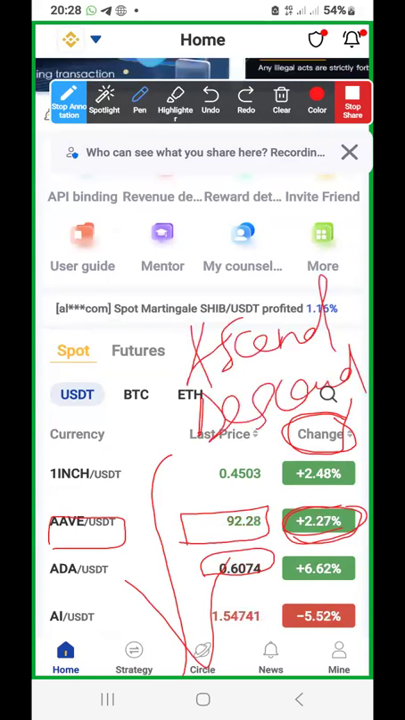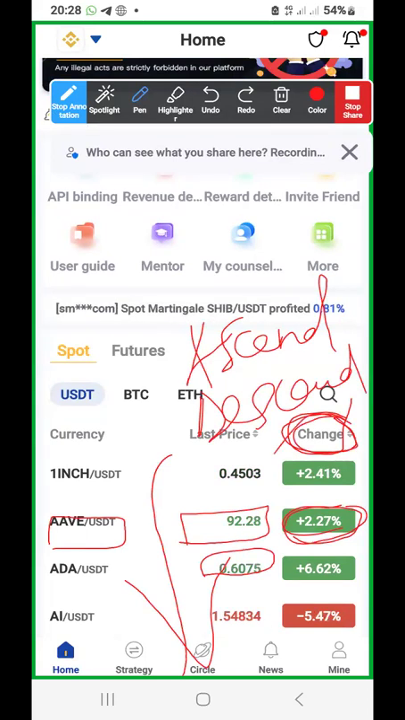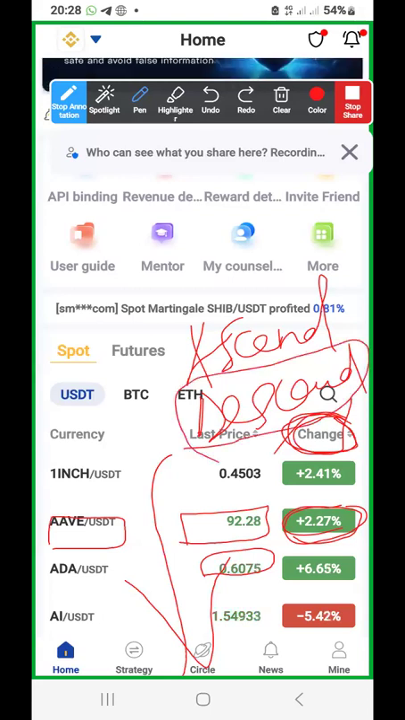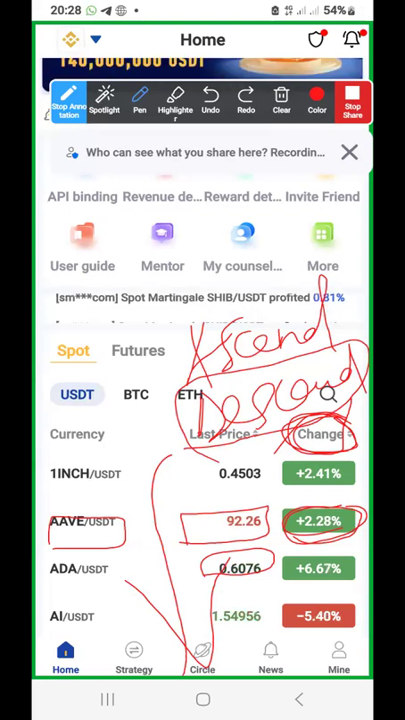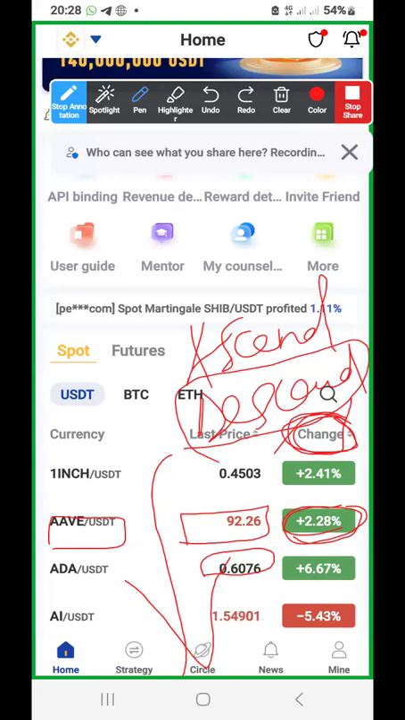It's just a matter of tapping here and you'll see. Now, if it is arranged in descending order, it will start with the coin that has gained the most in value in the last 24 hours, and then it will end with the coin that has gained the least in value in the last 24 hours.